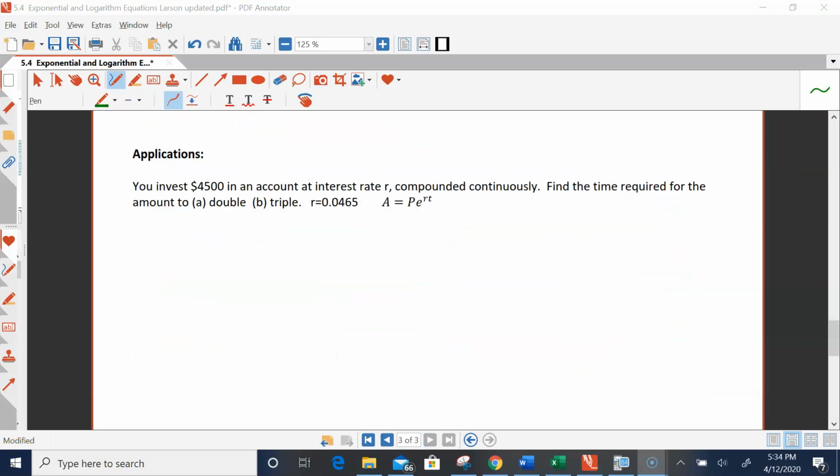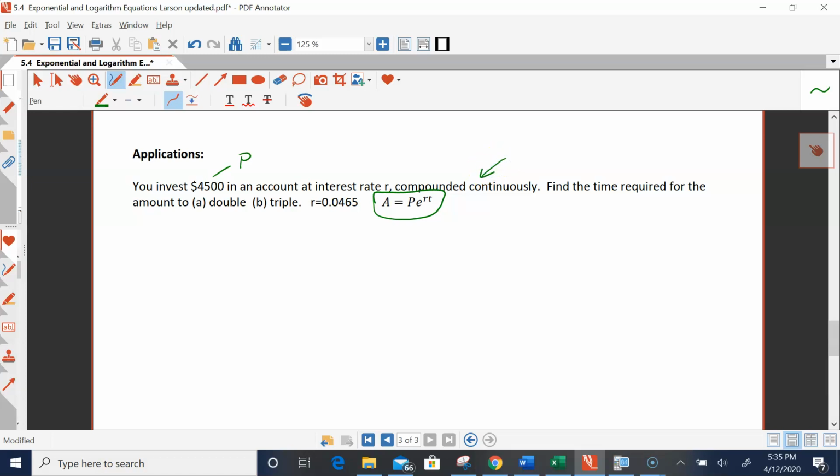Let's check out an application. Remember back in 5.1 when we worked with exponential functions, we saw those banking problems where, if we invested an amount and it was compounded continuously, we used this formula. Well, here's what we want to do. I'm going to invest $4,500 into an account. 4,500 represents my P.